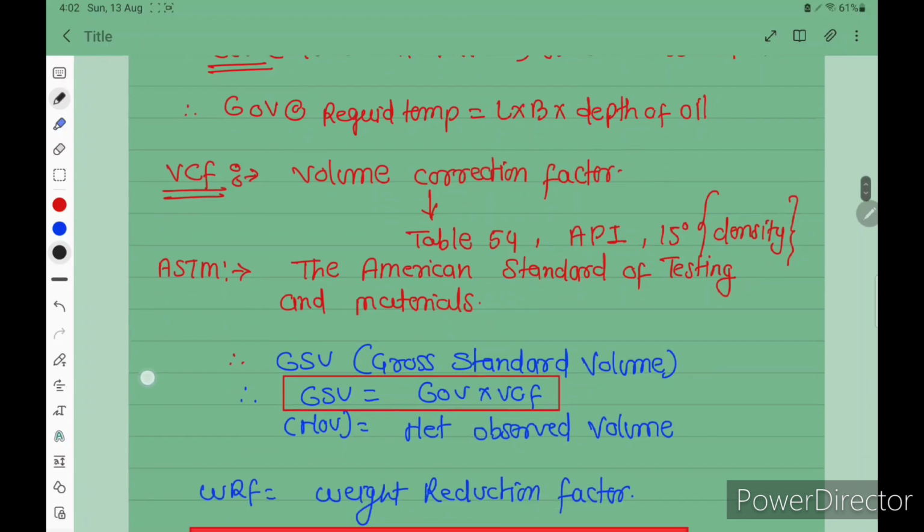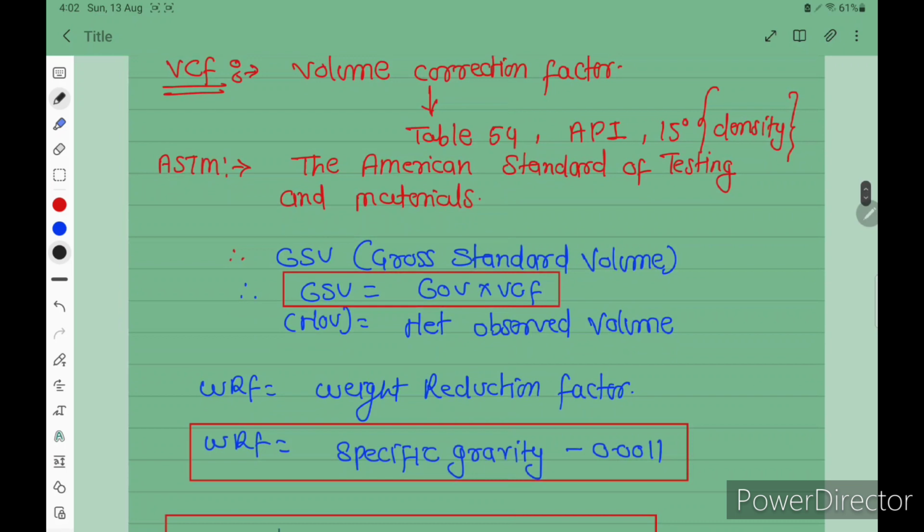Okay, gross standard volume, GSV. GSV is equal to GOV into VCF. GOV we get from the observation, and the VCF we get from the ASTM table. So after multiplication we get the net observed volume.